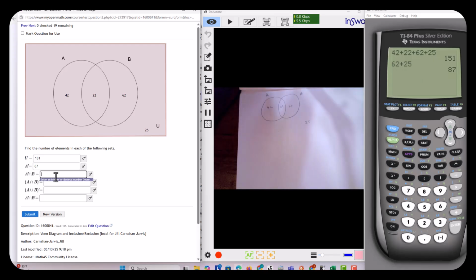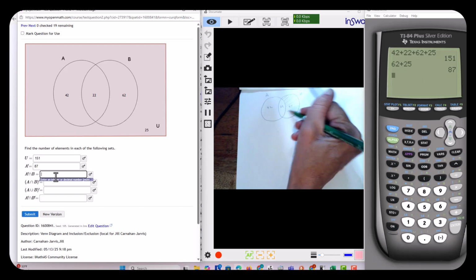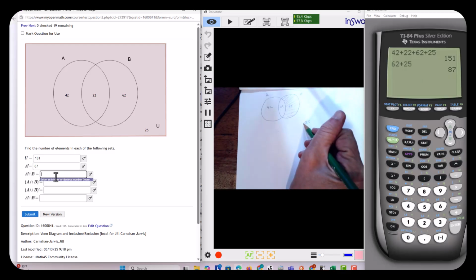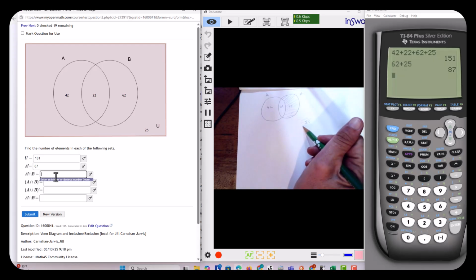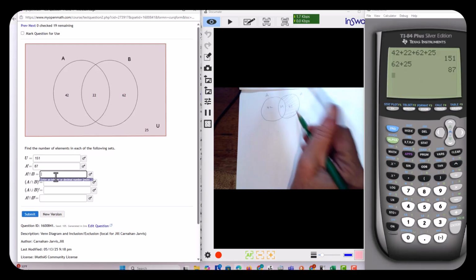Let's see if I have any different colors to shade with. Okay, so A prime intersect with B. A prime would be everything that's not in A. So I'm going to do this with this pencil here, which also includes this thing out here, the 25. So there's A prime. And I have to intersect this with B. So what do these two have in common? It's just going to be this 62 here.